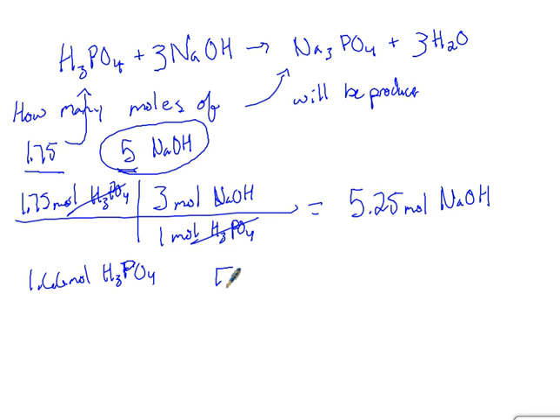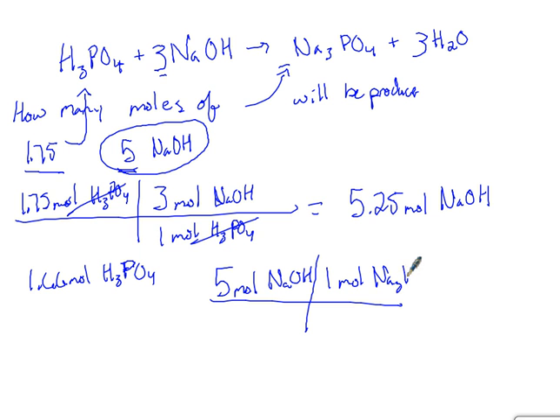If I have 5 moles of sodium hydroxide, how many moles of sodium phosphate will be produced? I'll go back up to my equation. I know it reacts on a 3:1 mole ratio, so I know that 1 mole of sodium phosphate will be produced for every 3 moles of sodium hydroxide. Carry out the arithmetic, my sodium hydroxide cancels, and I will have 5/3 of a mole of sodium phosphate.